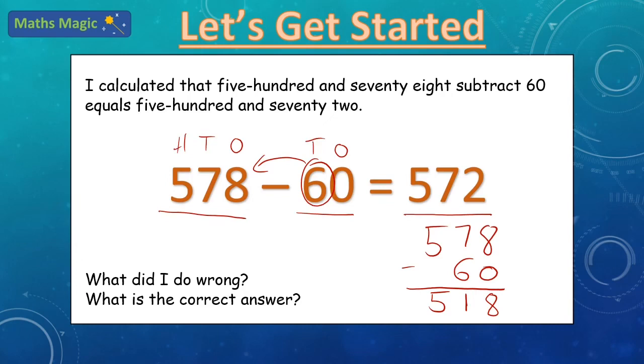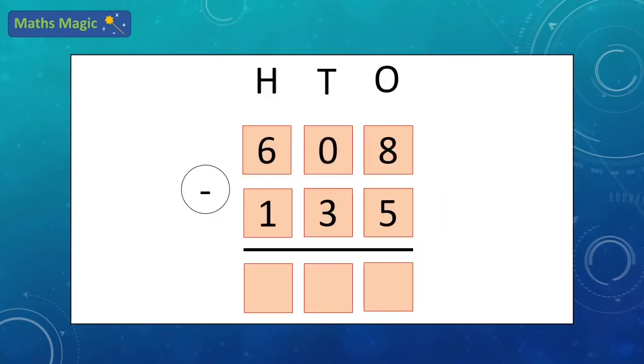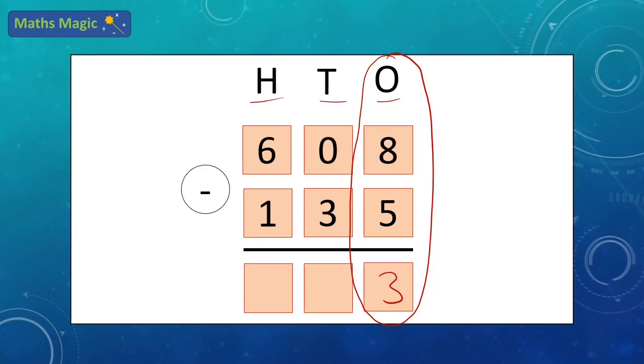Now let's have a look at our method. The question is 608 subtract 135. For the formal subtraction method, we have arranged these numbers into their place value columns, ones, tens and hundreds. If you would like to have a go at this question yourself, you can pause this video now. Let's start with our ones column. Our question is 8 subtracted by 5, which is 3. So we put that under our ones column.